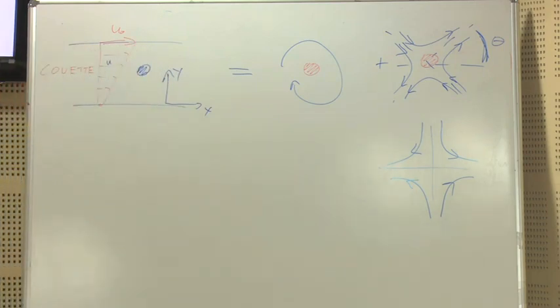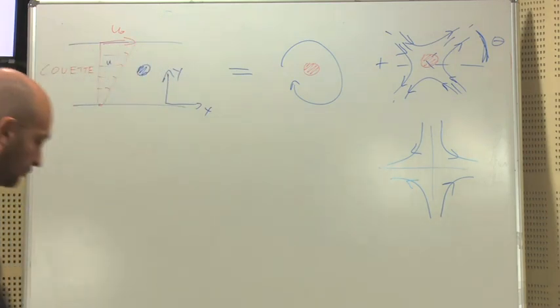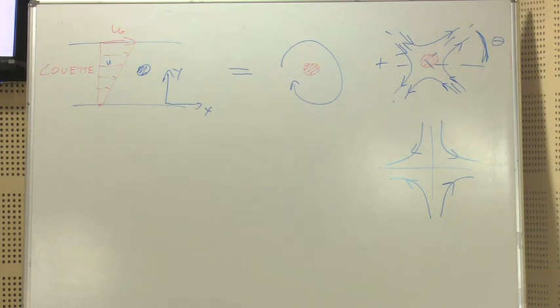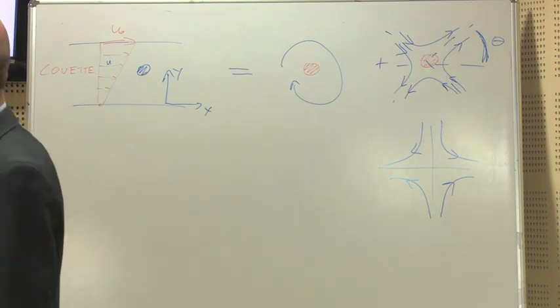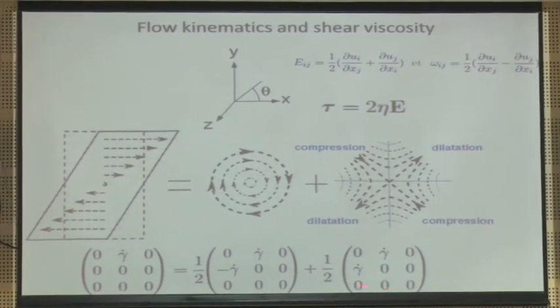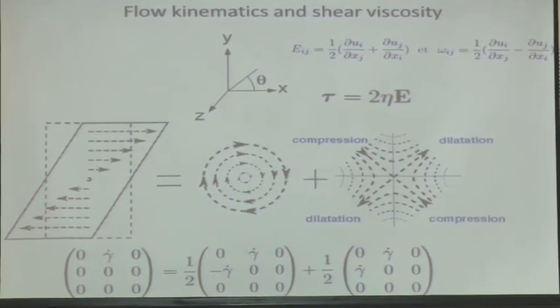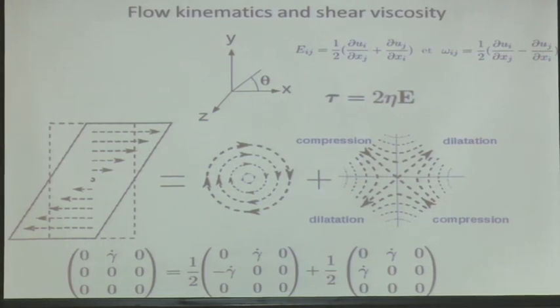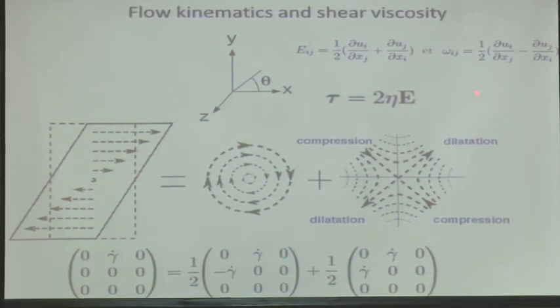Exactly. So this is related to when you do this transformation, going from that matrix to the antisymmetric and symmetric parts. If you are looking for the eigenvalues and eigenvectors of this matrix, you will find that the eigenvectors are actually along this direction at 45 degrees, pi over 4. So these are the eigenvectors, and here the angle is pi over 4.